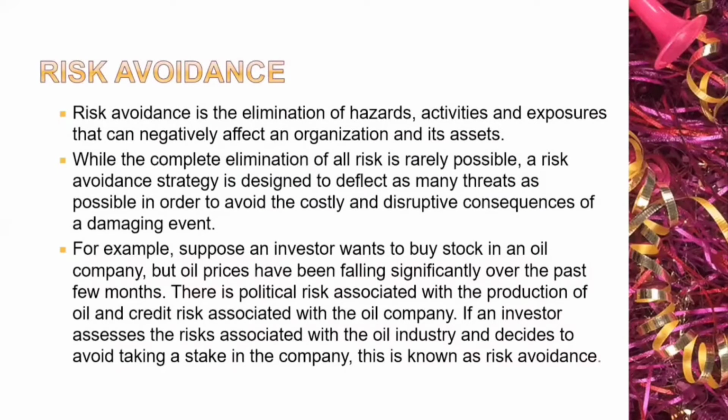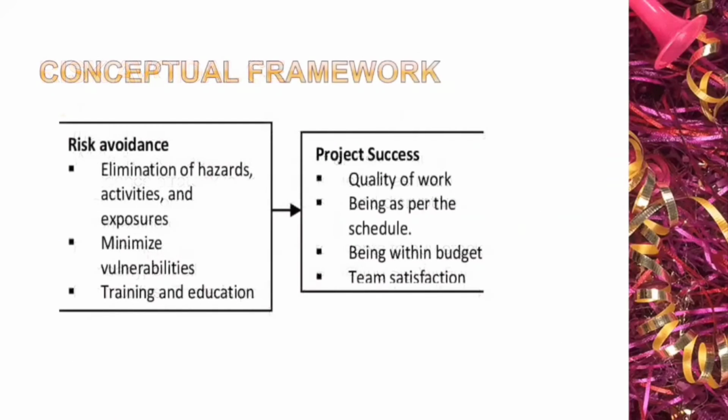For example, if an investor wants to buy a stock in an oil company, but oil prices have been falling significantly over the past few months. There's political risk associated with the production of oil and credit risk associated with the oil company. If the investor assesses the risk associated with the oil industry and decides to avoid taking a stake in the company, this is known as risk avoidance. If the investor is investing in the oil company, they will definitely know that it will go on decreasing. So we need to avoid risk in this situation.